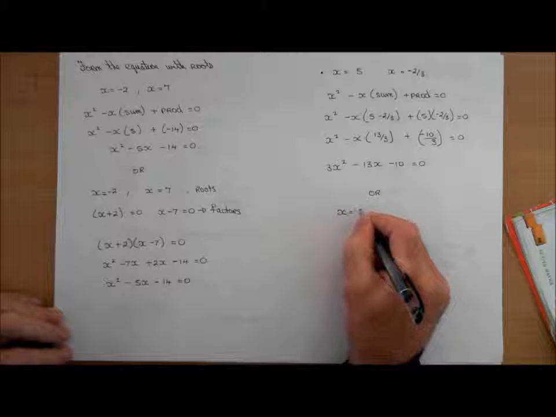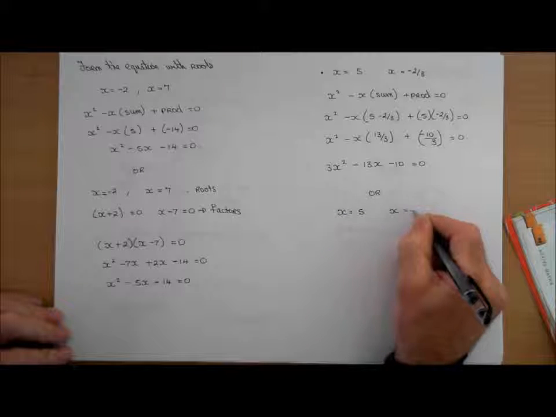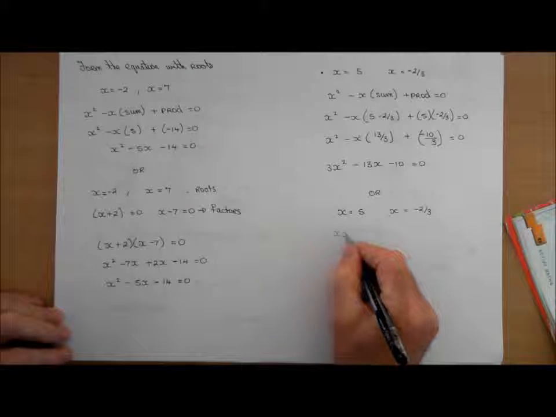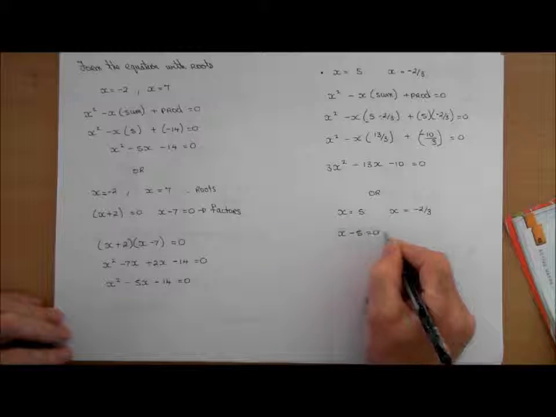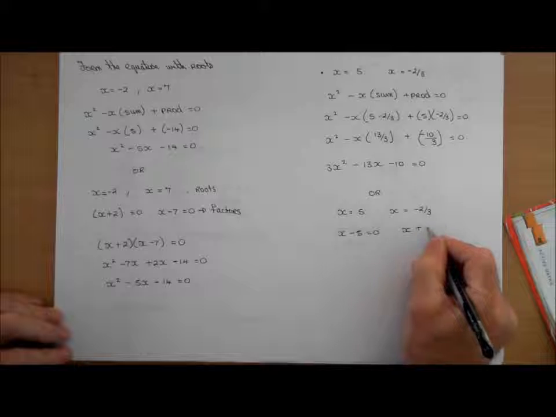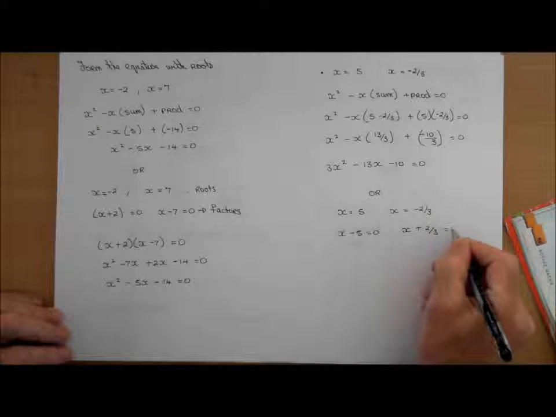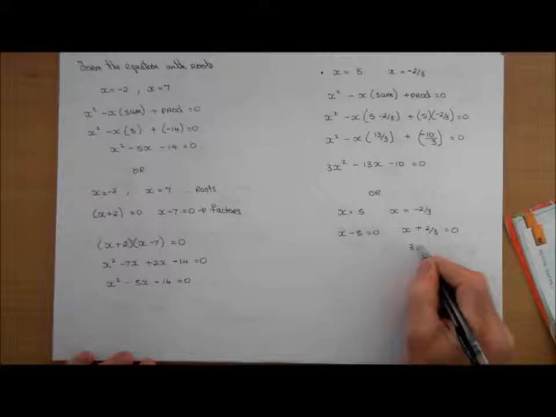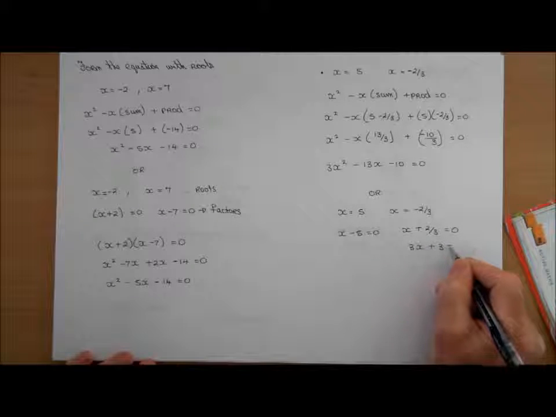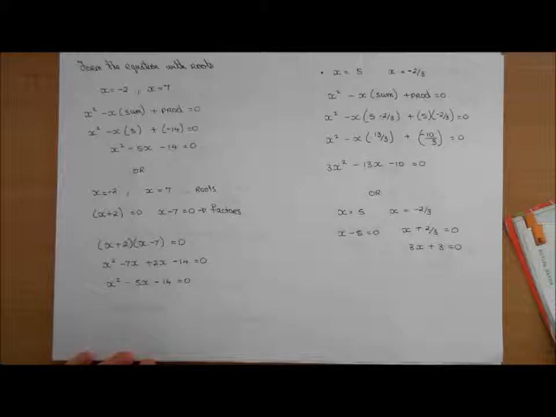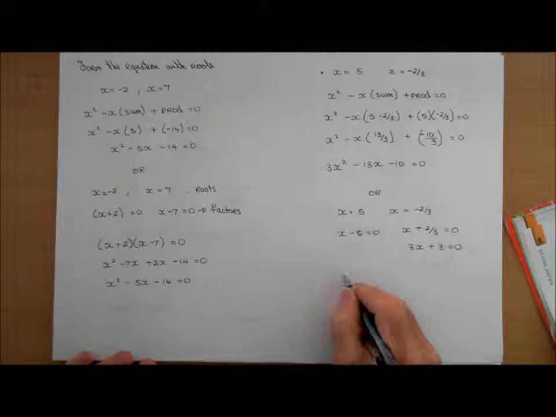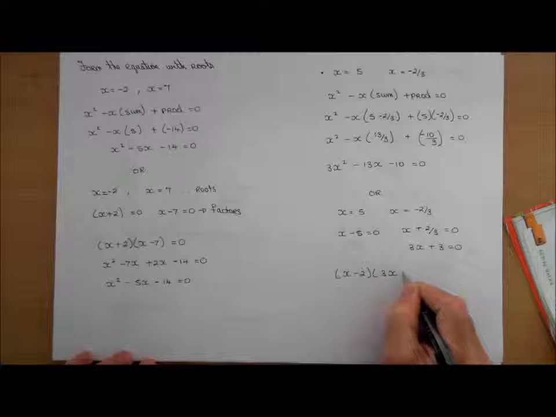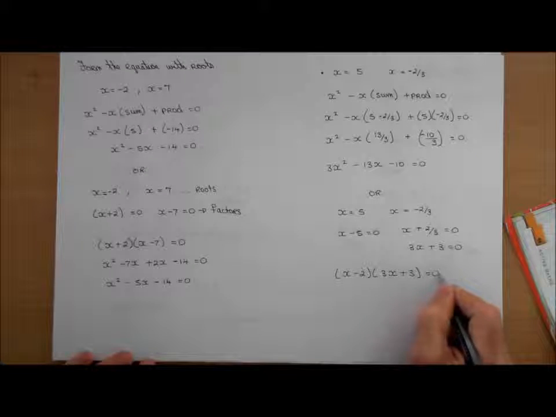Or, if I said to you x is equal to 5 and x is equal to minus 2/3, what would you say here? x minus 5 is equal to 0 and x plus 2/3 is equal to 0. You multiply everything by 3 here. 3x plus 2 is equal to 0. So now what's your equation? It's x minus 5 by 3x plus 2 equal to 0.